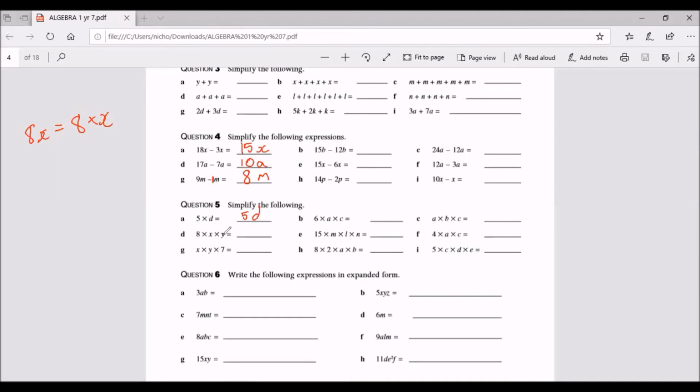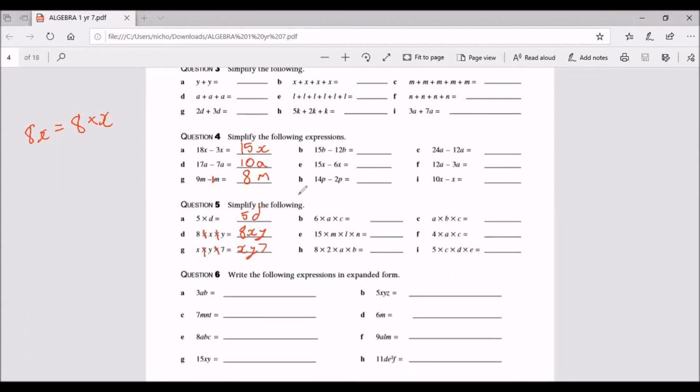And same thing goes for here. Here I'm going to get rid of both these multiply signs. So I'm going to get 8xy.